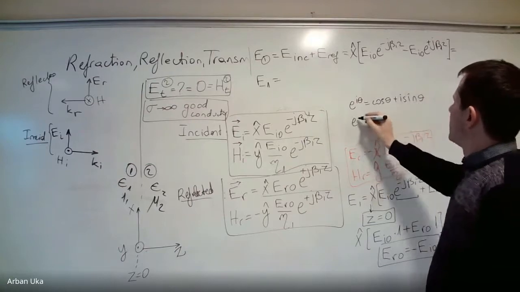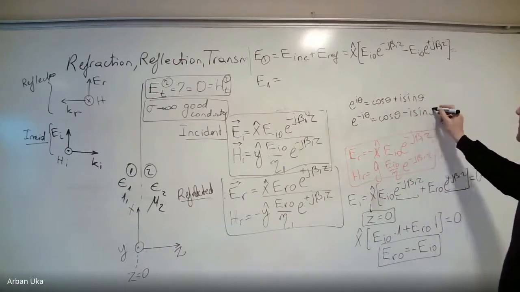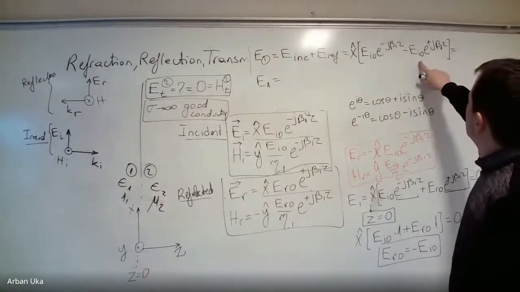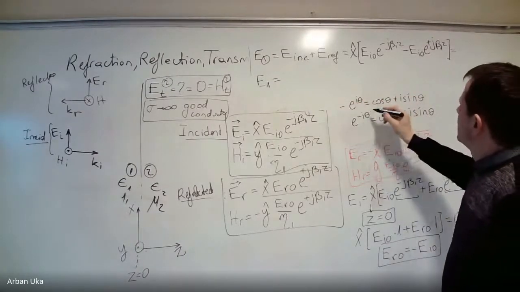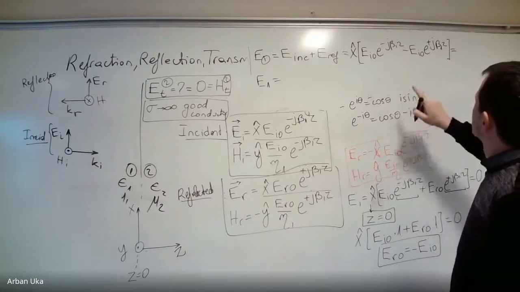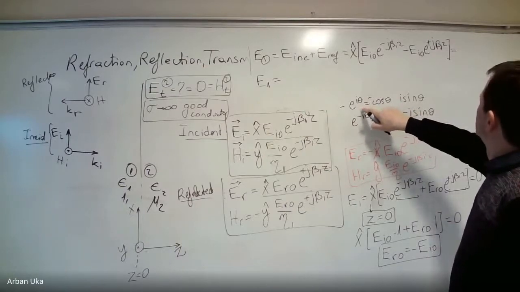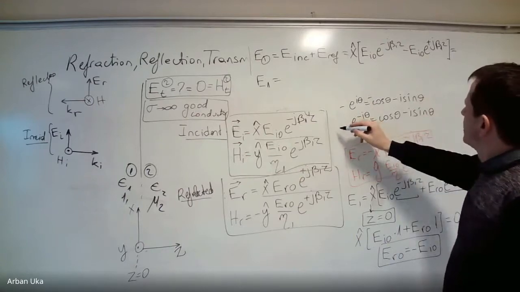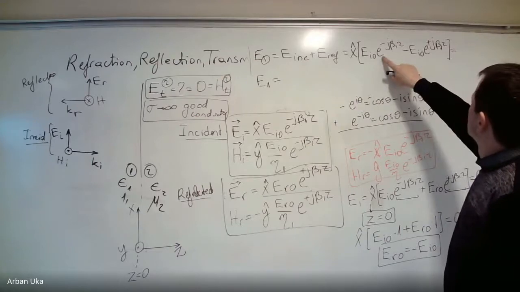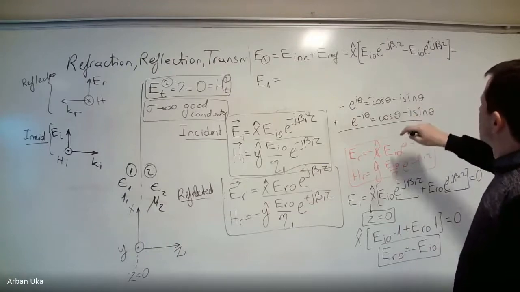So we have here e to the power j theta, and this would be cosine theta minus j sine theta. So in this case, what do we find if we take with a minus sign here, we put minus, and this is also minus. So if we add these two terms together, what do we get? We have this exponential, so we get this is plus 1. So what do we get from here?